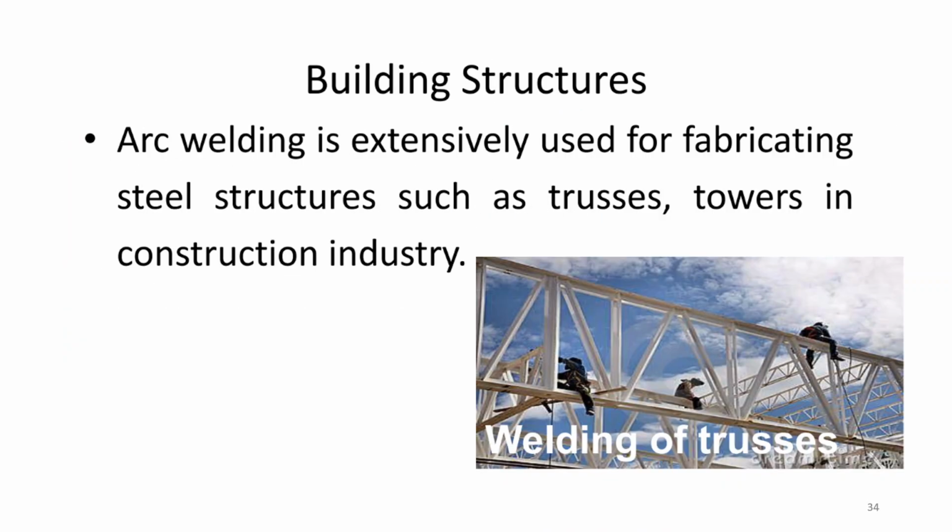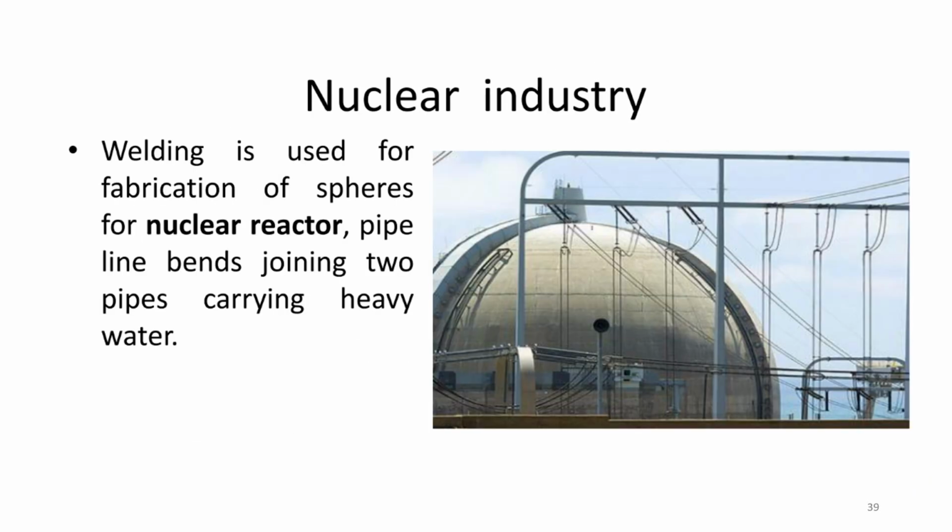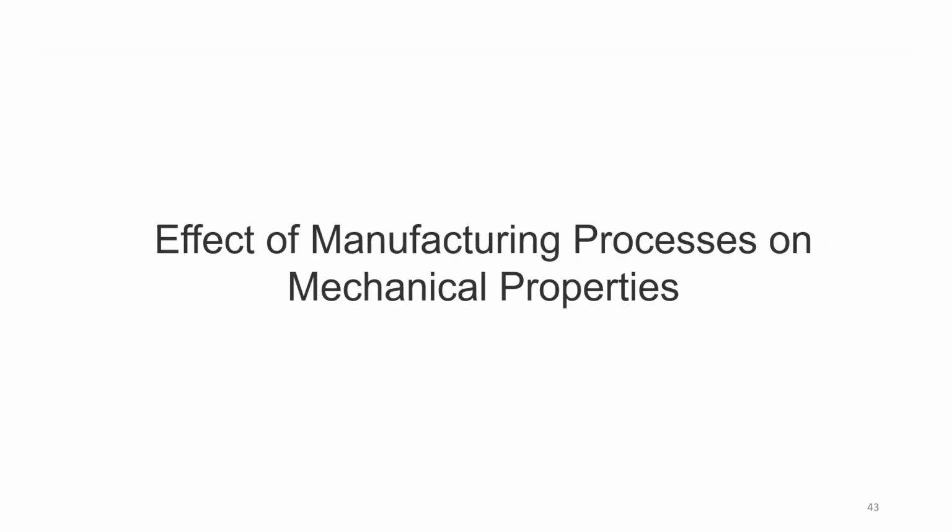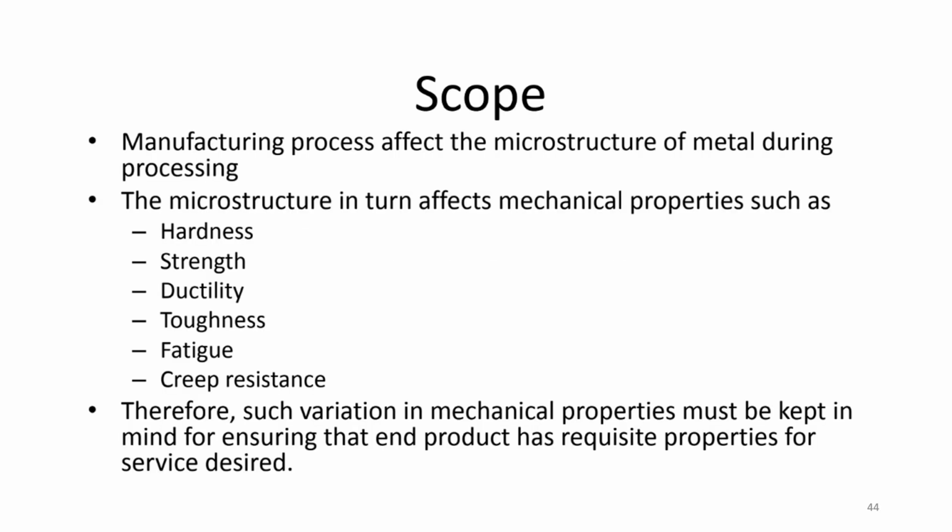So I'll skip all these application parts and move to the effect of manufacturing processes on mechanical properties. Manufacturing processes affect the microstructure of metal during processing. The microstructure in turn affects mechanical properties such as hardness, strength, ductility, toughness, fatigue and creep resistance, because your microstructure is decided by the manufacturing process.